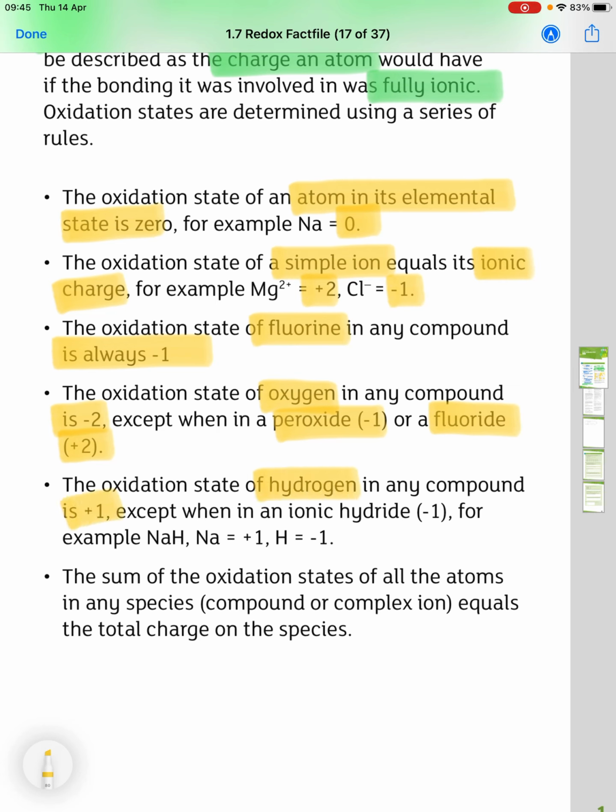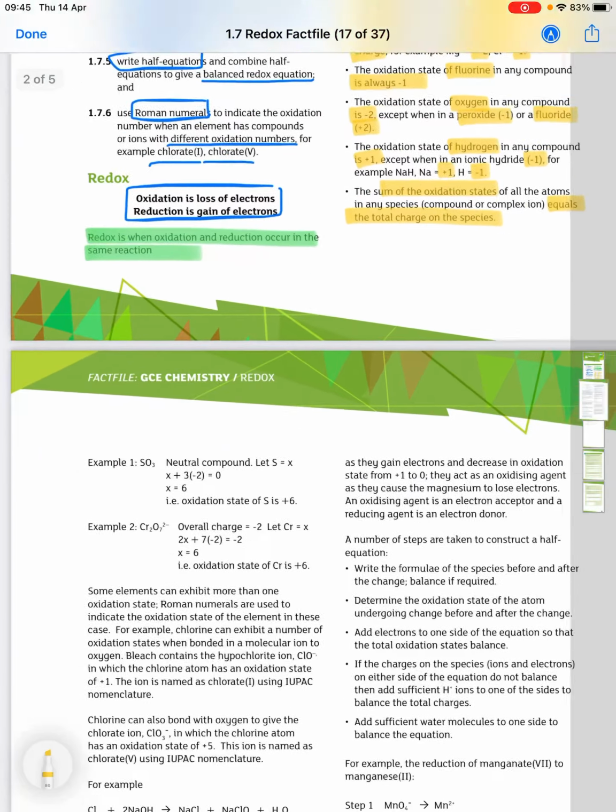The oxidation state of hydrogen in any compound is +1, except when in an ionic hydride when it's -1. So for example, if you have sodium hydride, the sodium would be +1, the hydrogen would be -1. And the sum of the oxidation states in any species equals the total charge on the species. And that's true for any compound or complex ion.